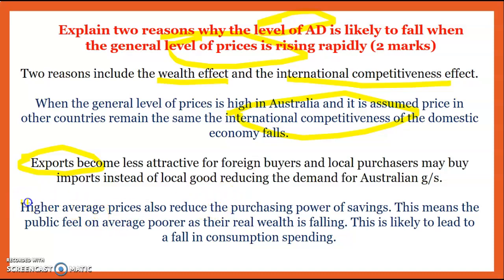And secondly, when we have higher average prices, the purchasing power of savings goes down. So any given savings that people have are now worth less. So essentially when prices are higher, people feel poorer because their real wealth has gone down, and that generally leads to a fall in consumption spending. The second thing is that people generally spend less because they feel less wealthy, and that's as a result of the fact that their money's not worth as much.